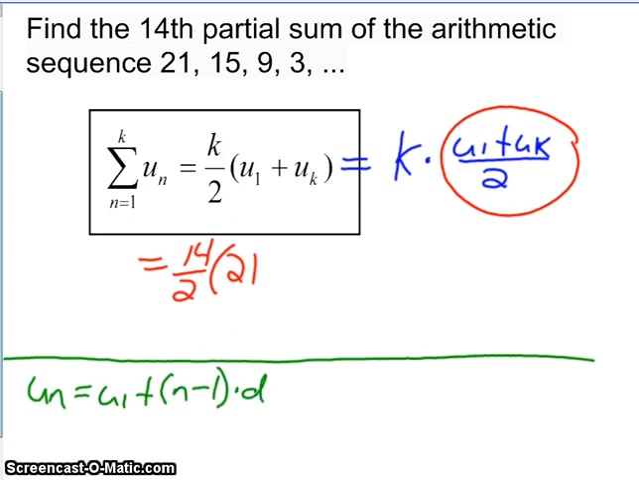I know all of these things. The first term is 21. I'm looking for the 14th. So 14 minus 1 is 13 times the common difference, negative 6. So the 14th term of this sequence, I'm just doing this in my calculator, is negative 57. So very quickly, I found the 14th term.